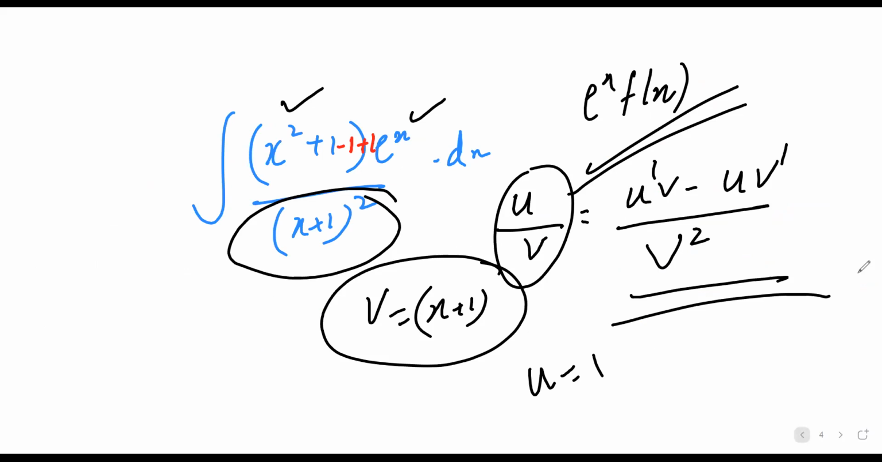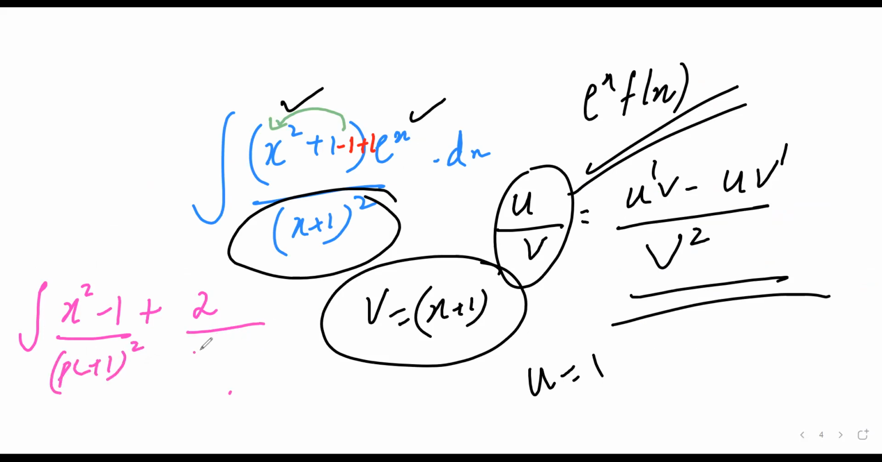Now, what I will do is, I will rearrange. I'll rearrange what? X square minus 1 as one term. Plus 1 plus 1 is what? 2. This is another term. So x square minus 1 by x plus 1 the whole square plus 2 by x plus 1 the whole square. And everything is with what? Into e power x.